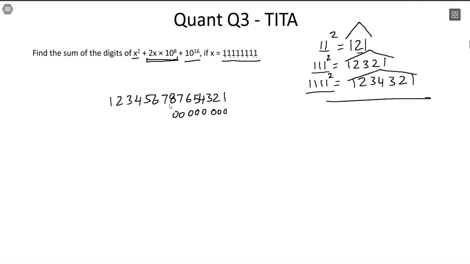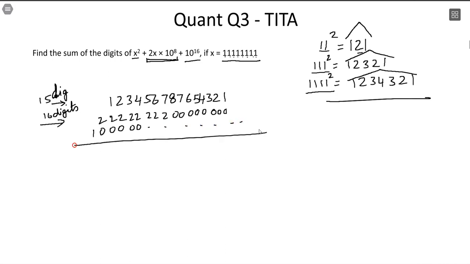And then you have 2x. 2x means 2, 2, 2, 2, 2, 2, 2, 2. 8 twos followed by 8 zeros. And the final thing is 10 raised to the power 16. So can you see how many digits are these? I have 16 digits here. The second line is 15 digits. This is 16 digits. So when I have 10 raised to the power 16, this would be a 17 digit number. I will have 1, 0, 0, 0, 0. All of these digits would be 0 only.